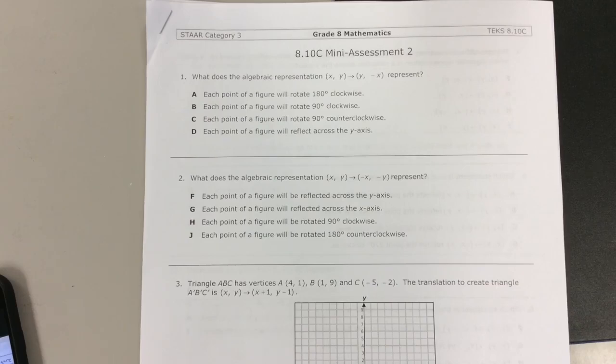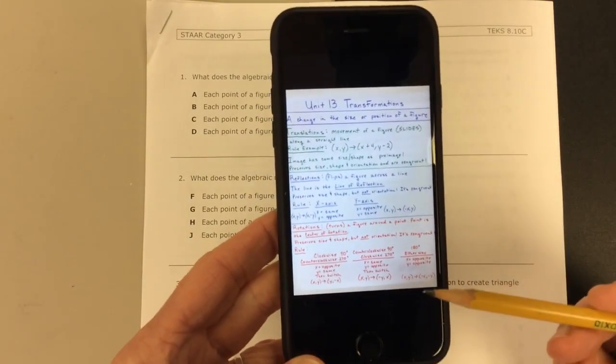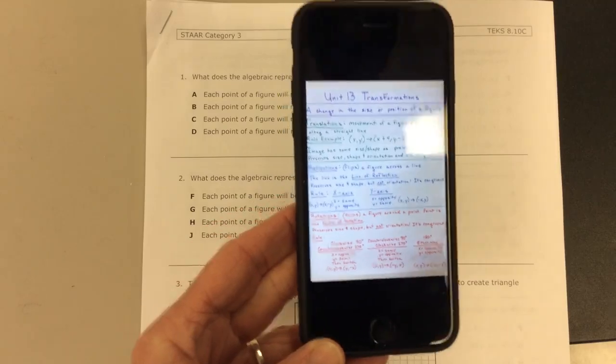Hopefully you did good on your handout and you can use this video to check your work. You need to have your notes from the anchor chart or the notes that you copied onto your formula chart or in your journal. I'm going to use these. This is the anchor chart that we used in class.